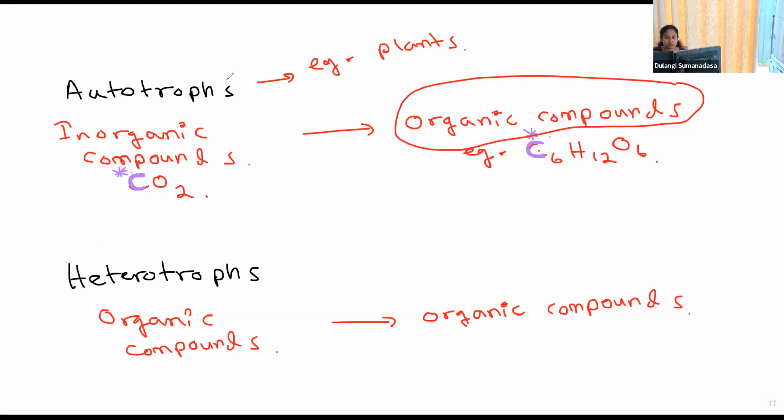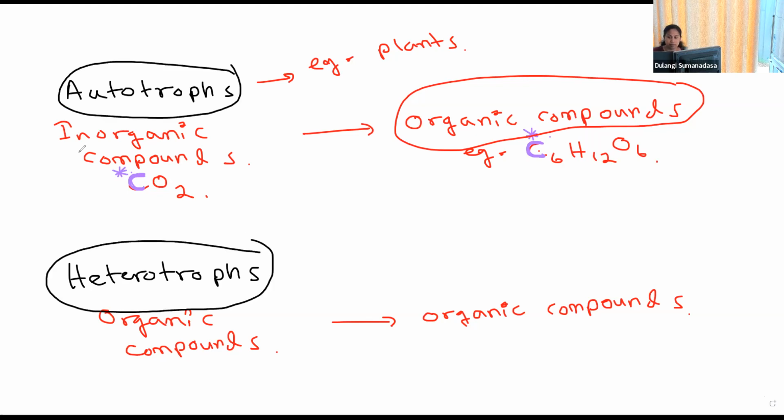Okay, so this is just a brief introduction. These are the two types of organisms. The heterotrophs, for example animals, including humans, we are heterotrophs. You can't produce your own food, we have to rely on pre-made food.